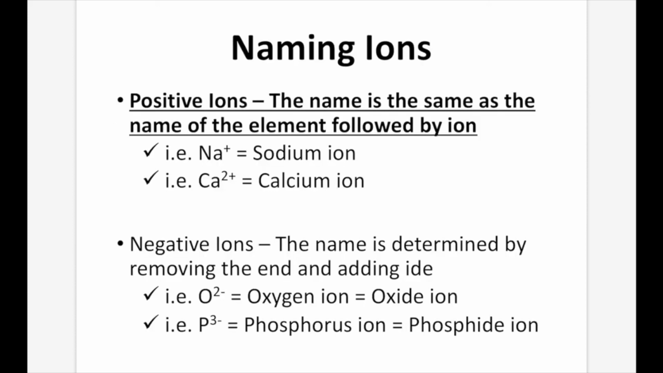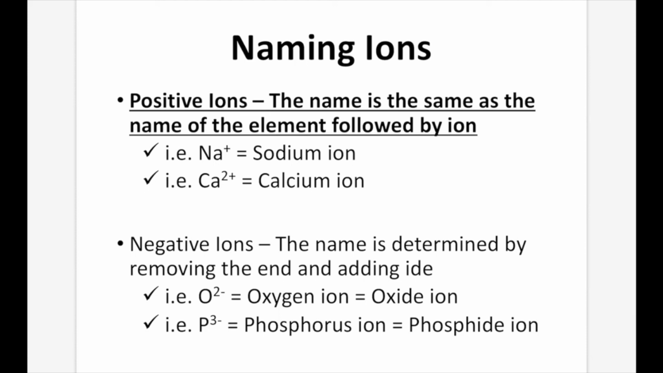Naming ions, positive ions. The name is the same as the name of the element followed by ion. So for example, Na+ is sodium ion. Ca2+ is calcium ion. For negative ions, the name is determined by removing the end and adding IDE. O2- is an oxygen ion, which we call an oxide ion. P3- is a phosphorus ion, but it's called a phosphide ion.